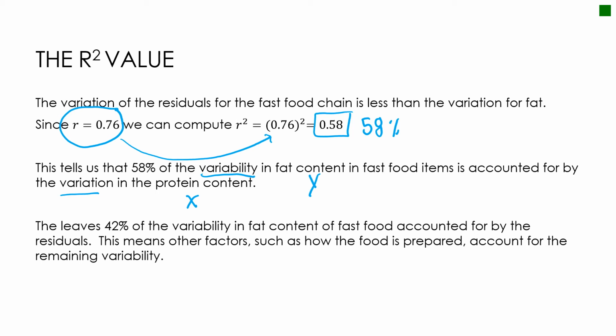Now, what does that mean? It means 42%, or very close to half, of the variability in fat content is accounted for by the residuals, which means what else could affect the fat content? Maybe how we prepare the food. Am I going to throw it in a vat of oil, or am I going to bake it in the oven, etc.?